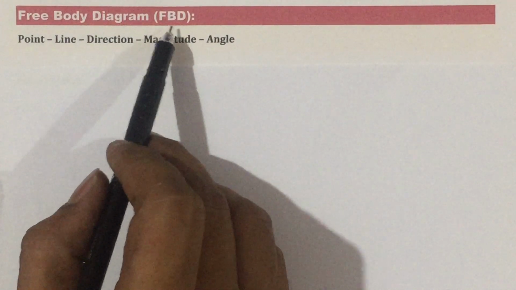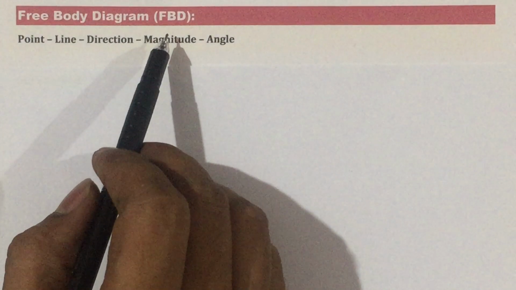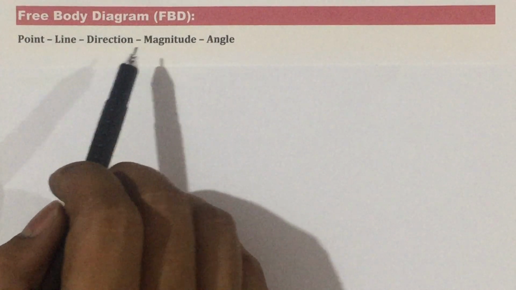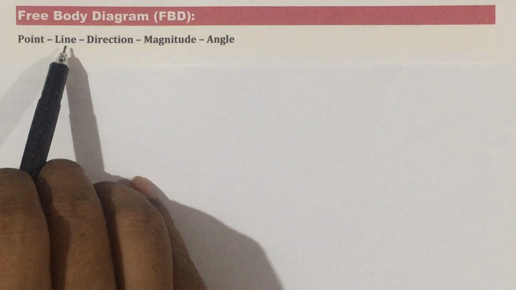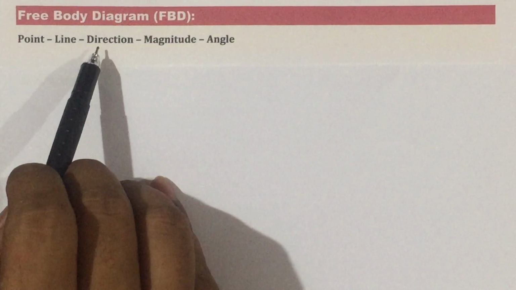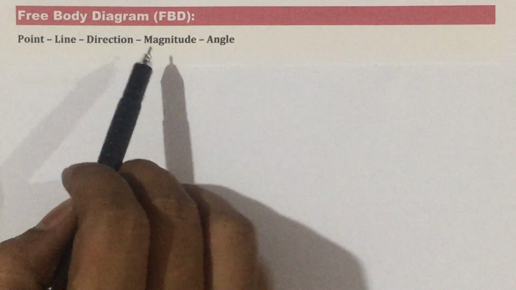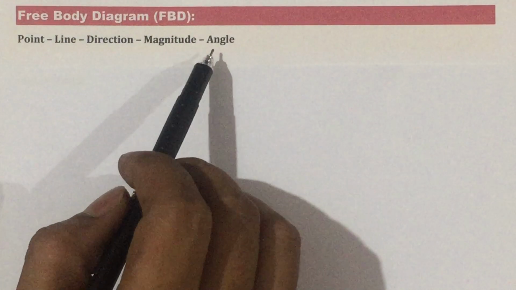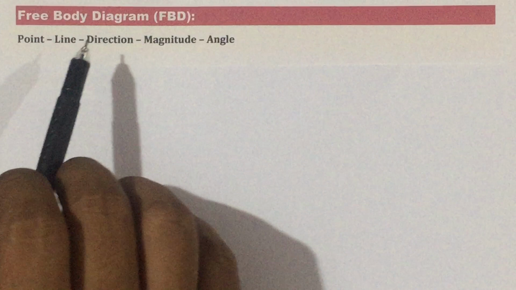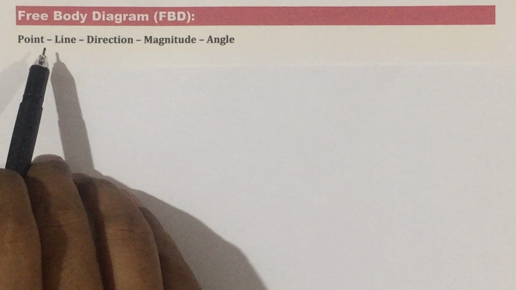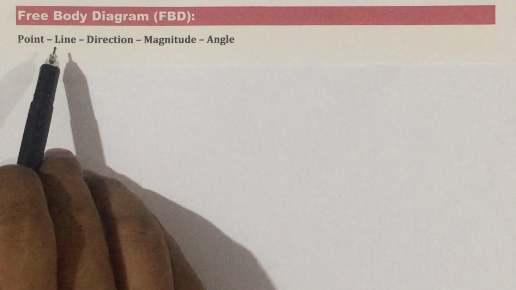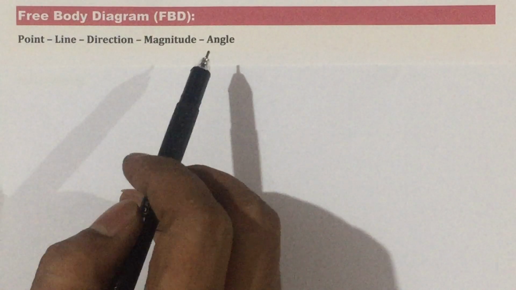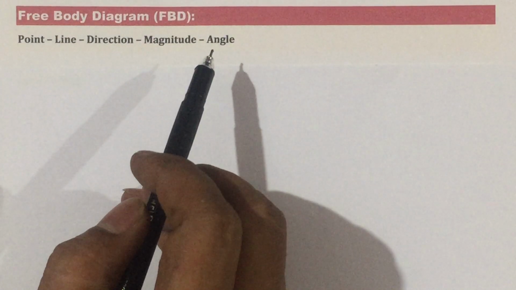So, we are going to write the free body diagram for any diagram in 5 simple steps. They are selection of point, then write the connected lines, then direction of the lines, then magnitude of the force, then angle. In simple words, the 5 simple steps are: point, line, direction, magnitude and angle.